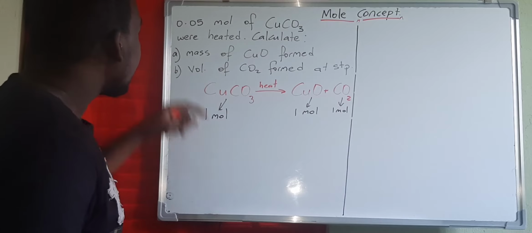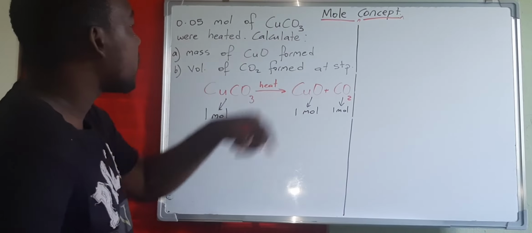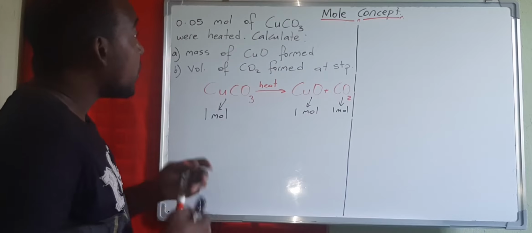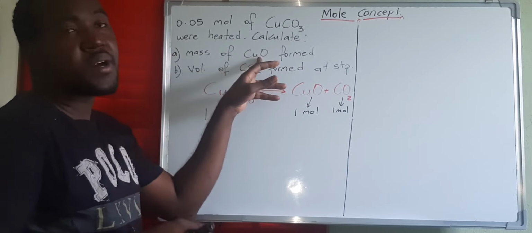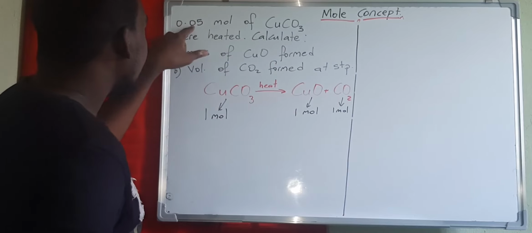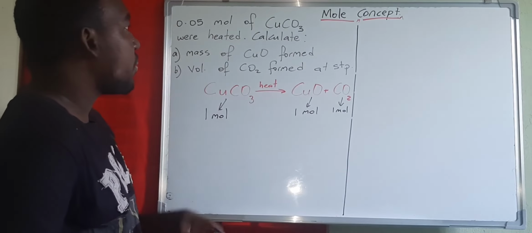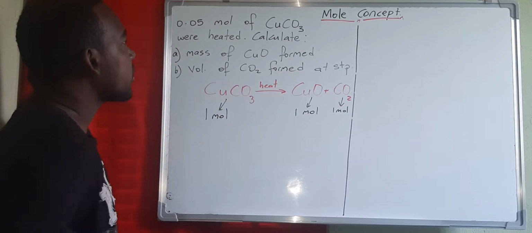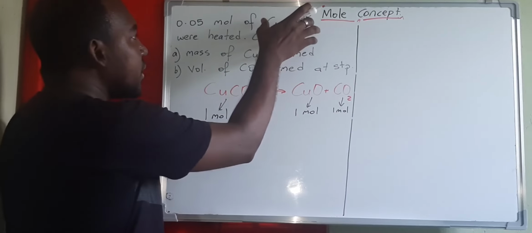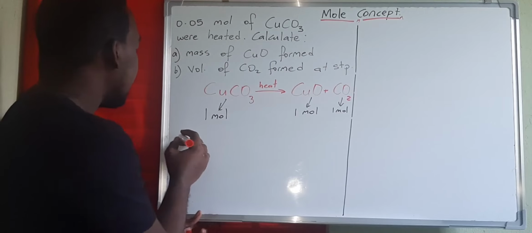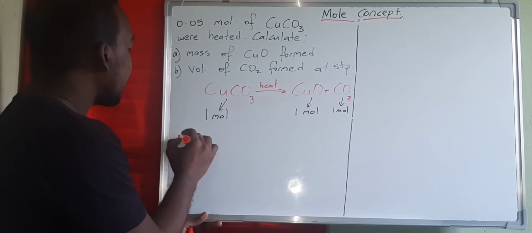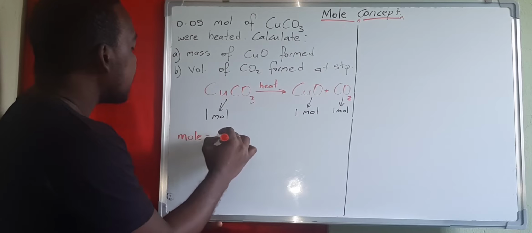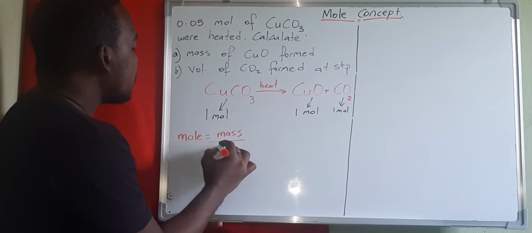So let's go. The first part says, what's the mass of copper oxide, right? Well, we know that we weren't given copper oxide. We were given the mole of copper carbonate. Now, since we have the moles of copper carbonate, and because we have the compound, we know the molar mass, then we can use the equation that says mole is equal to mass over molar mass.